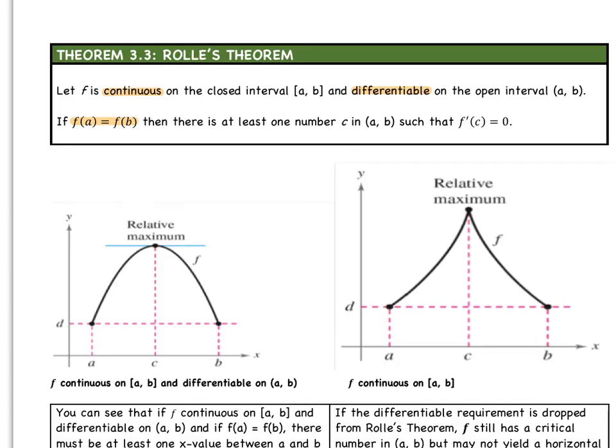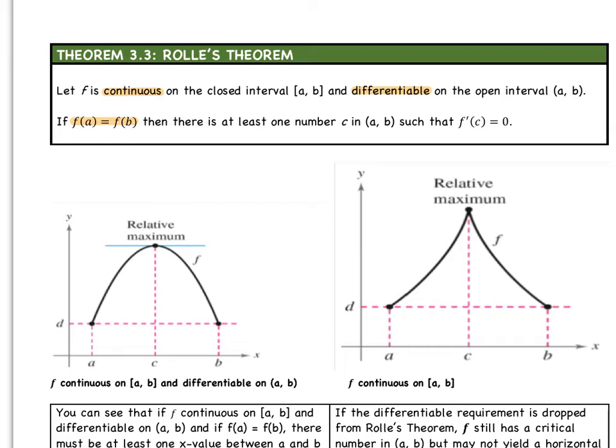Now we're going to introduce theorem 3.3, which is Rolle's theorem. There are 3 criteria to meet. First, we let f be continuous on the closed interval and differentiable on the open interval, a, b. Then if f of a equals f of b, there is at least one number c on that open interval such that f prime of c equals 0. So meaning we could have a critical number with a horizontal tangent. Those are the criteria that must be met.